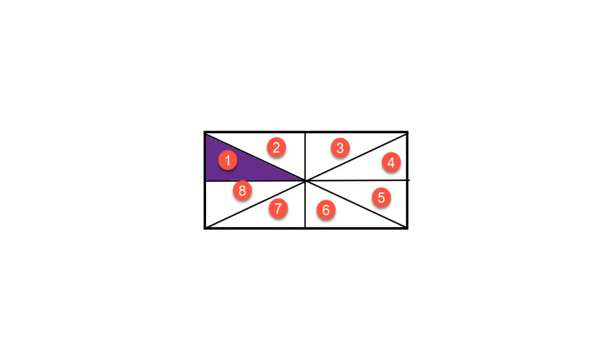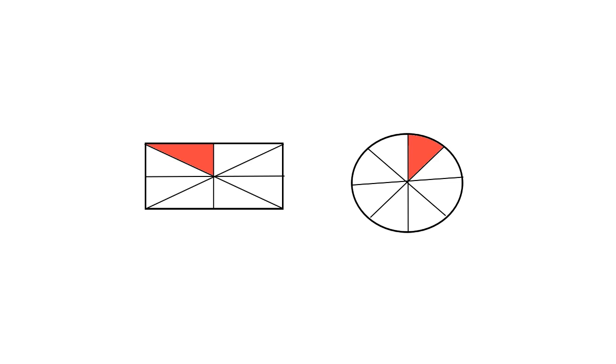Eighth. Eighth as part of a whole. If an item has 8 equal parts, then one part out of 8 is an eighth. We write it as 1/8. Each of these objects has an eighth shaded.